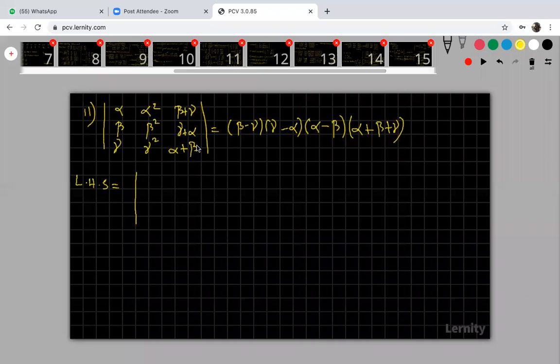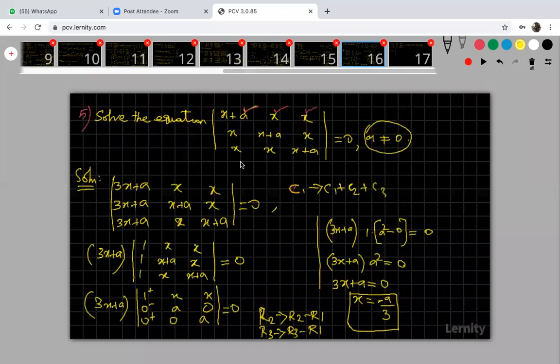Then what to do, sir? I'm going to apply some other row operation or column operation. If you add all these three, what happens? Alpha plus alpha square plus beta plus gamma. If you add all these three, beta plus beta square plus gamma plus alpha. Okay, but here look at that. When I'm adding these three elements, I'm getting 3x plus a.